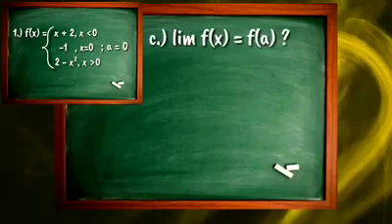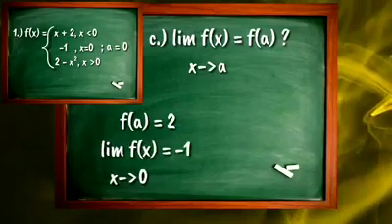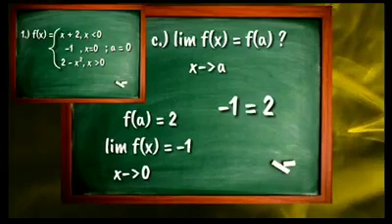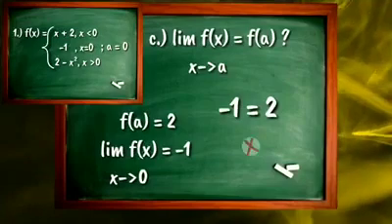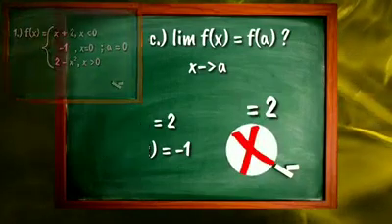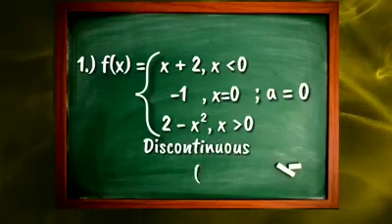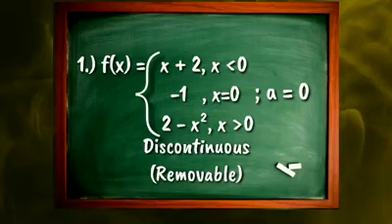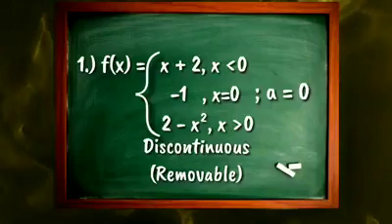Letter C, or the last condition, is the limit of f of x as x approaches a equal to the value of f of a? Since the value of f of a is equal to negative 1, and the limit of f of x is equal to 2, they are not equal. So it does not satisfy the third condition. So this function is a removable type of discontinuity.